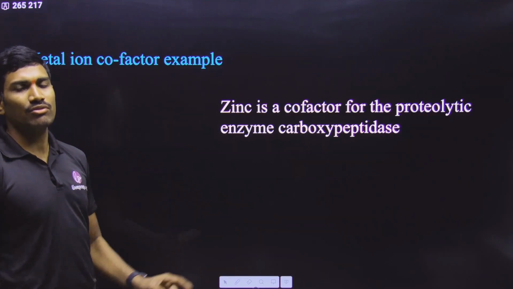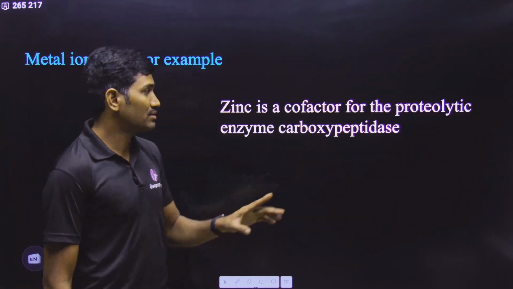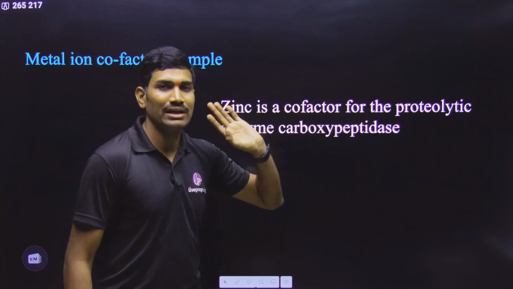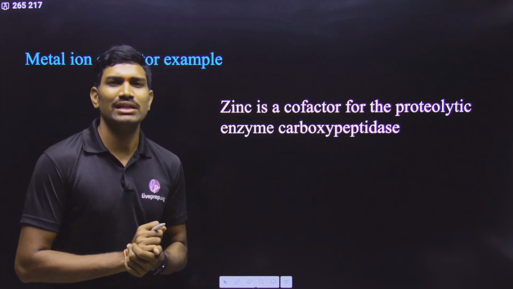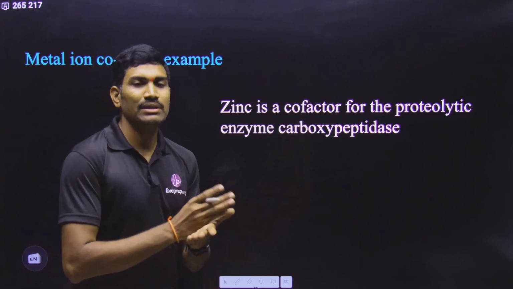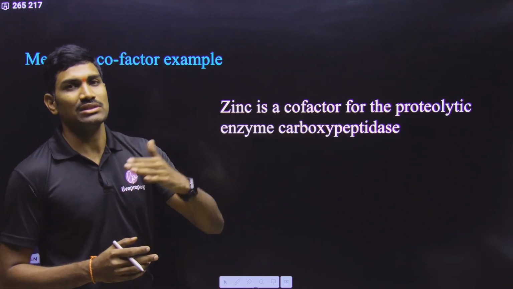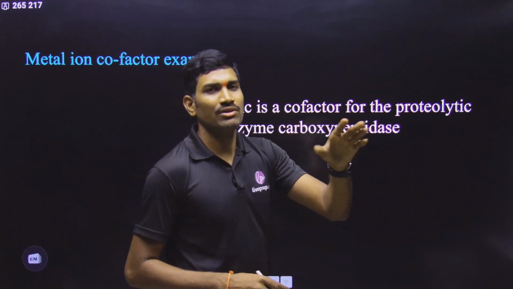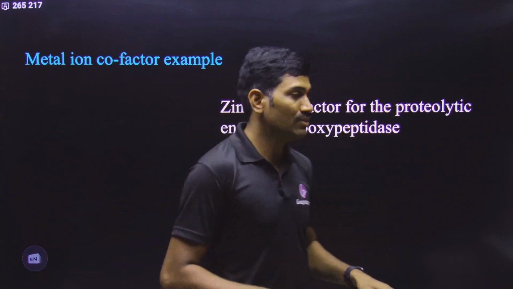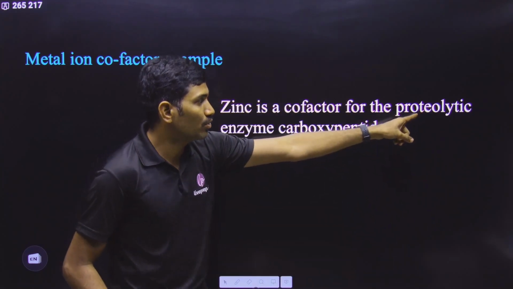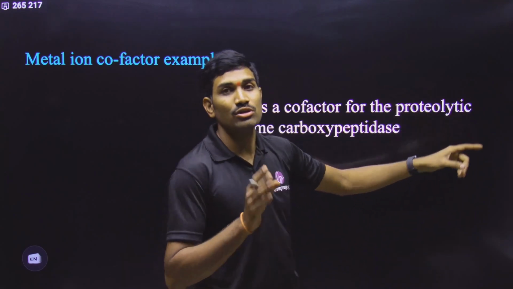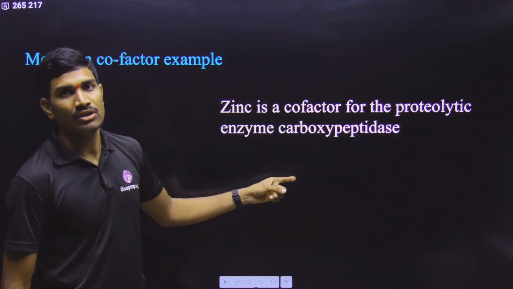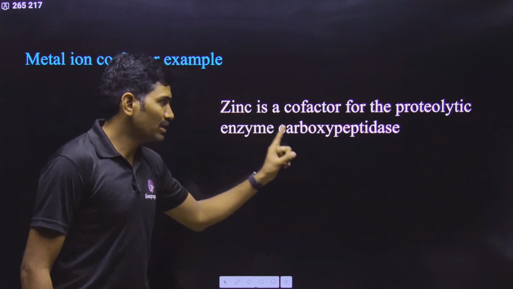Regarding the metal ion cofactor, they give one example, and you need to remember this. Zinc is the important cofactor for the activity of carboxypeptidase. What is the action of this enzyme? It helps in the breakdown of proteins from the C-terminus end, removing one amino acid at a time. So it is called proteolytic: proteo means protein, lytic means breakdown. It is a protein digesting enzyme.